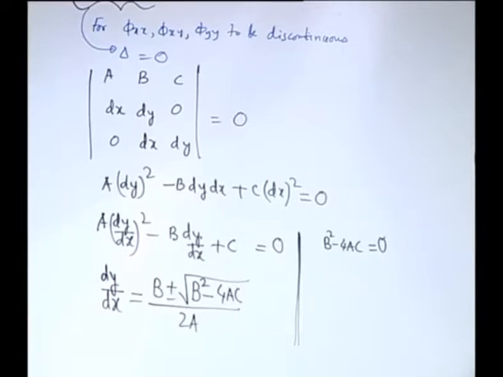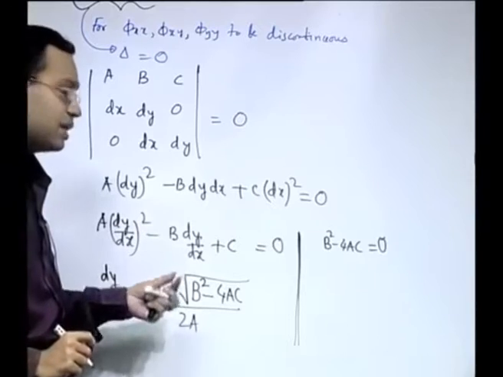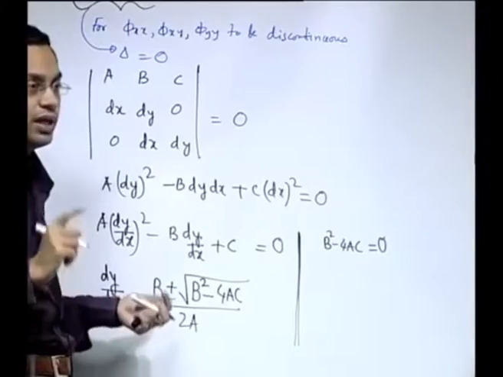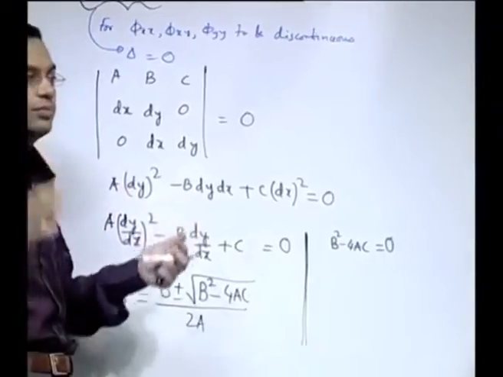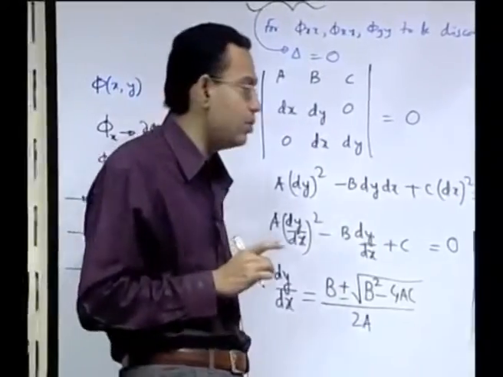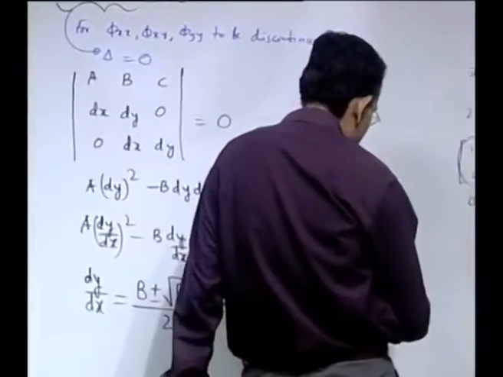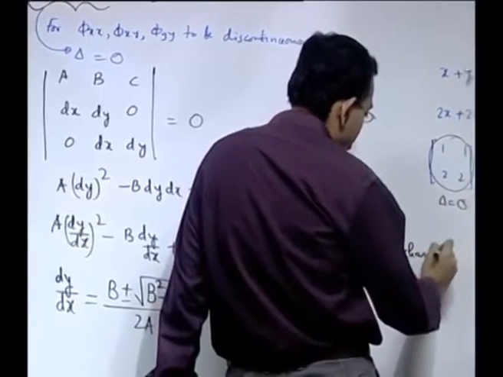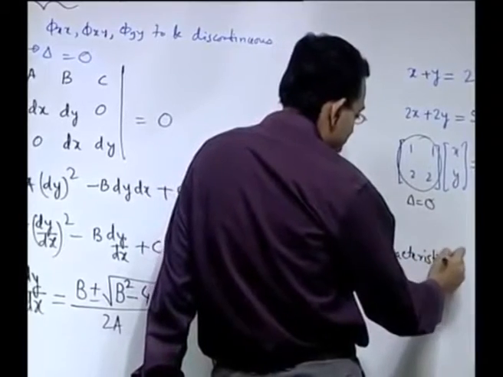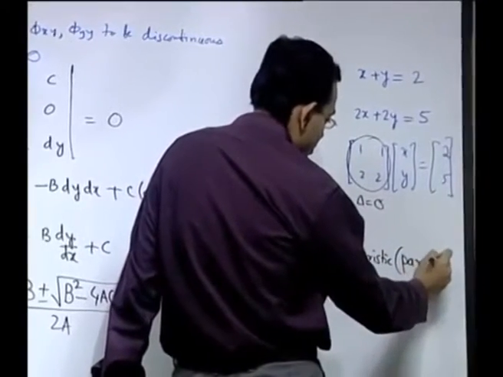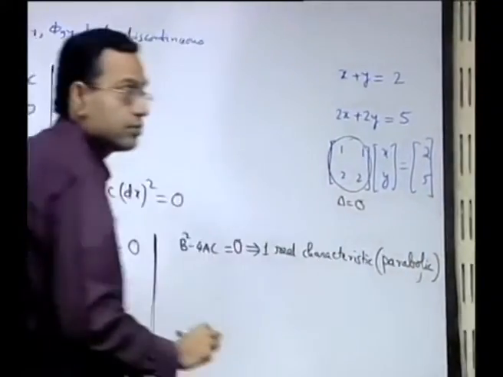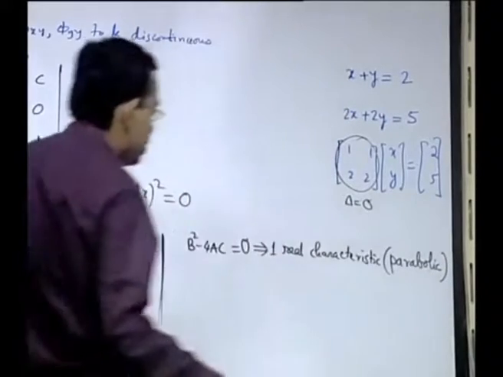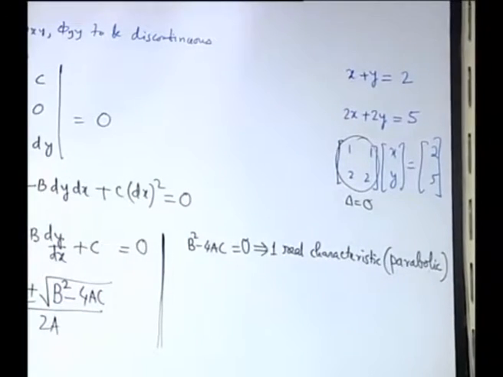then how many real characteristics will be there? Only one real characteristic will be there, because this will have only one root, dy dx will be something, so y will be some function of x, only one solution will come out of it. So, this implies one real characteristic. Such an equation is called a parabolic partial differential equation. So, a parabolic second order partial differential equation will have only one real characteristic.